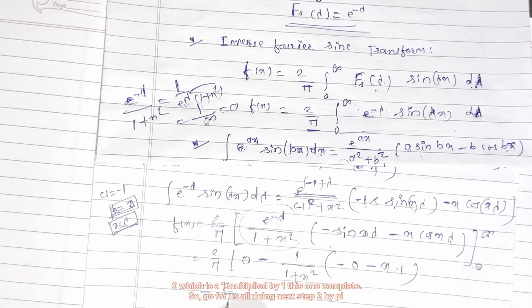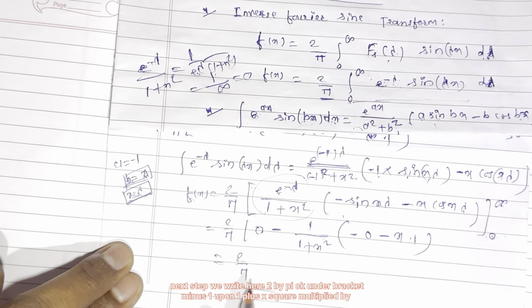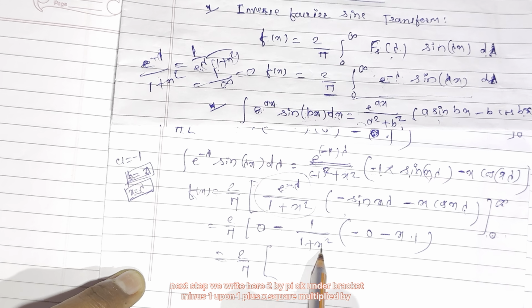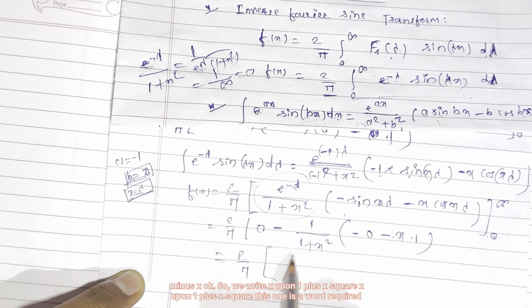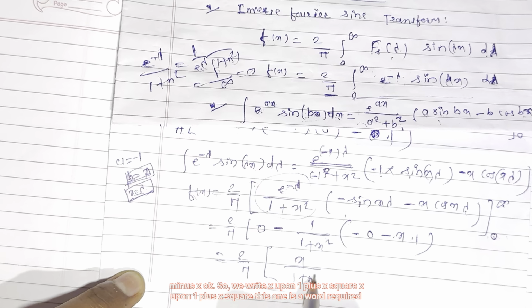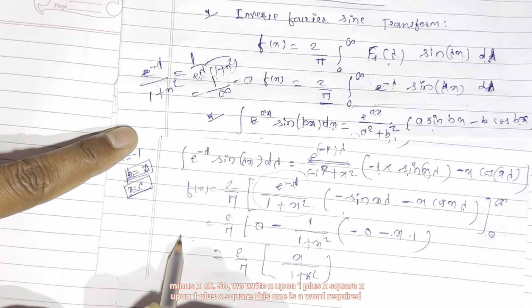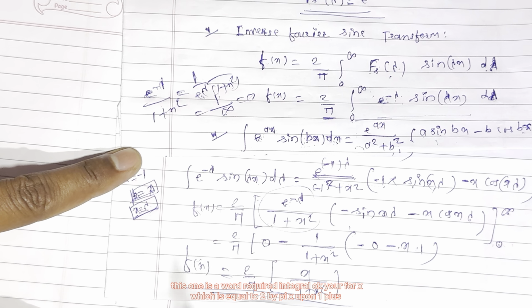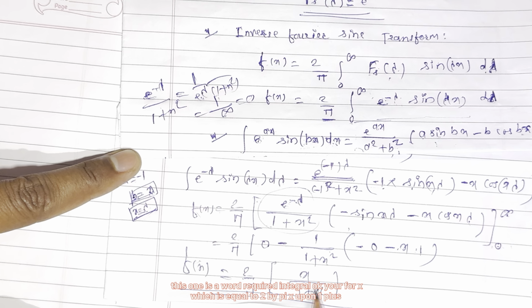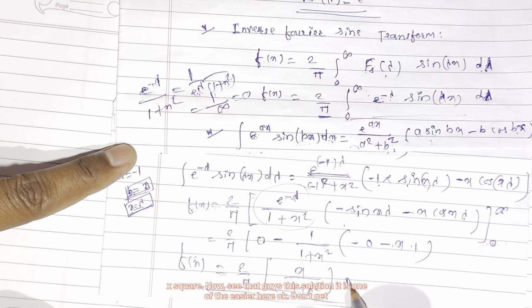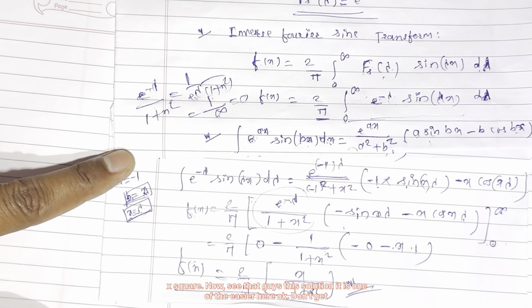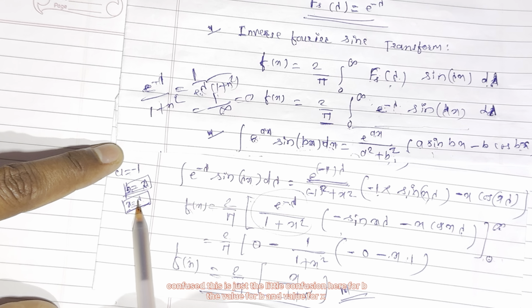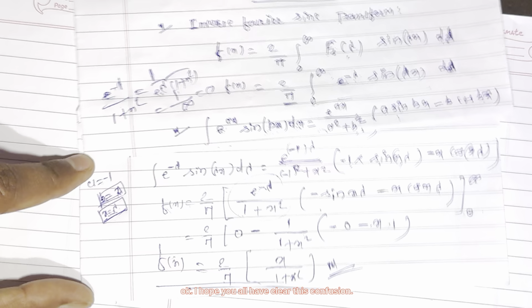Next step, we write here 2 by pi, under bracket minus 1 upon 1 plus x square multiplied by minus x. So we write x upon 1 plus x square. This one is our required integral: f of x is equal to 2 by pi x upon 1 plus x square. Now see that guys, this solution is one of the easier ones. Don't get confused, it is just a little confusion here between the value for b and the value for x. I hope you all have cleared this confusion.